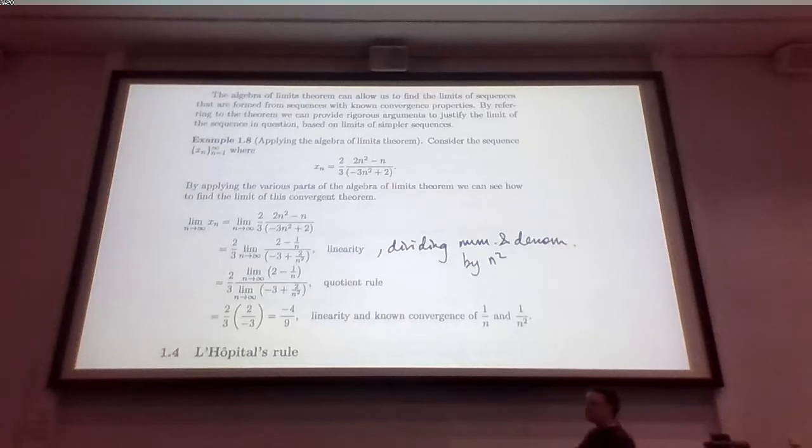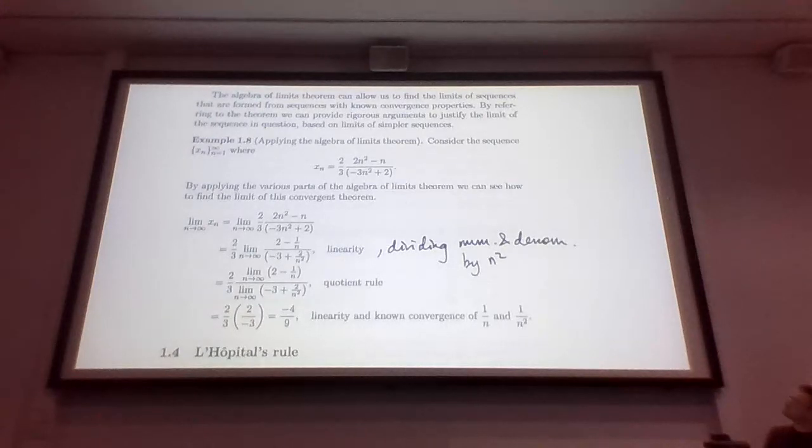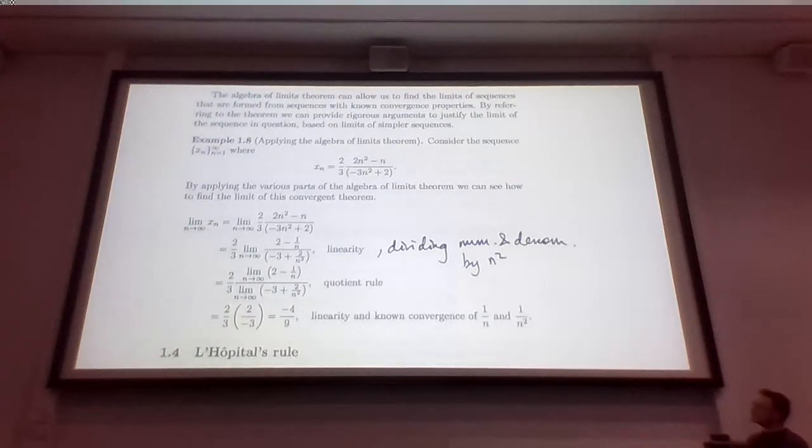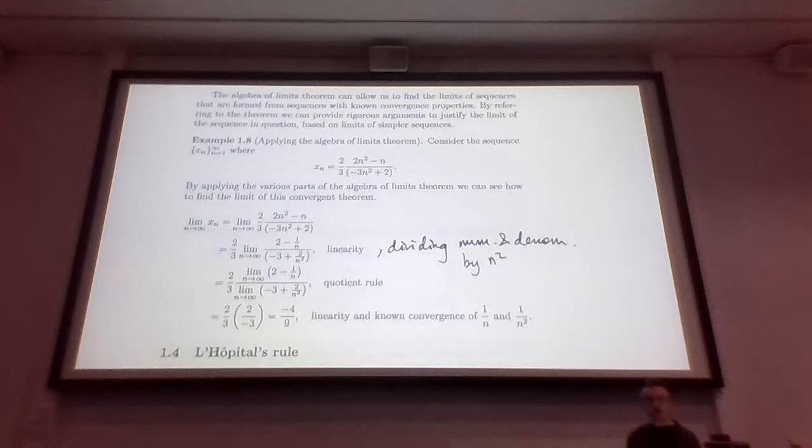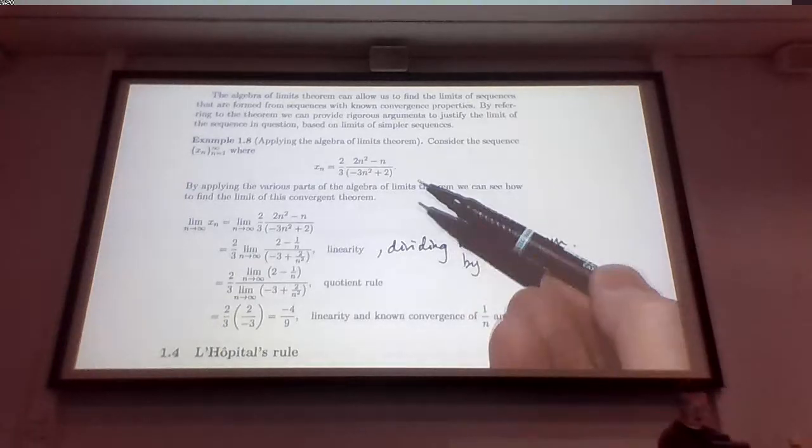So finally, then, we can just evaluate out the limit. And it appears that the limit of this sequence is minus 4 over 9. Okay? So that's a typical way of treating a sequence. It can more or less be applied to any sequence that's defined by a rational function of n.